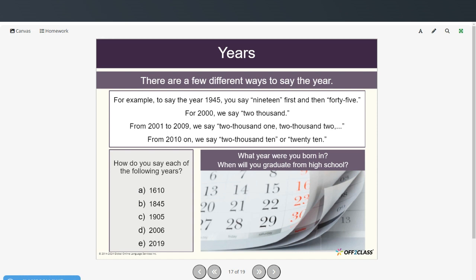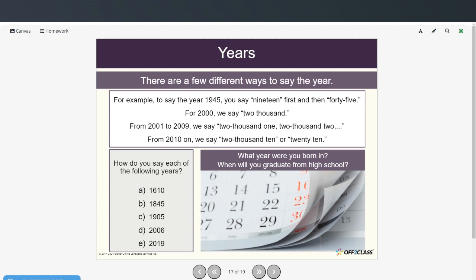Now, there are a few different ways to say the year. For example, the year 1945, you say nineteen first and then forty-five. For 2000, we say two thousand. For 2001 through 2009, we say two thousand one, two thousand two, two thousand three. And from 2010 on, we say either twenty ten or two thousand ten.